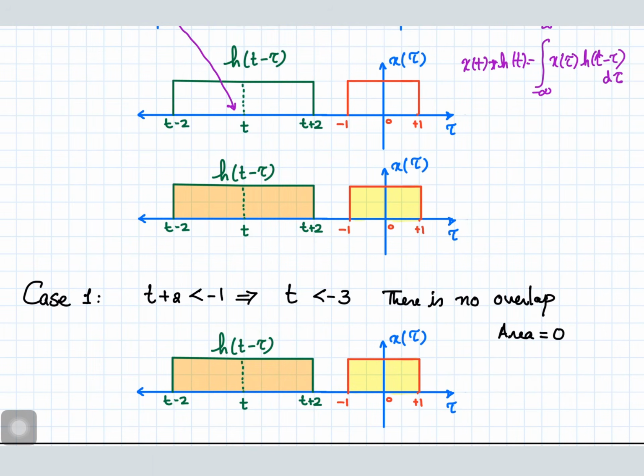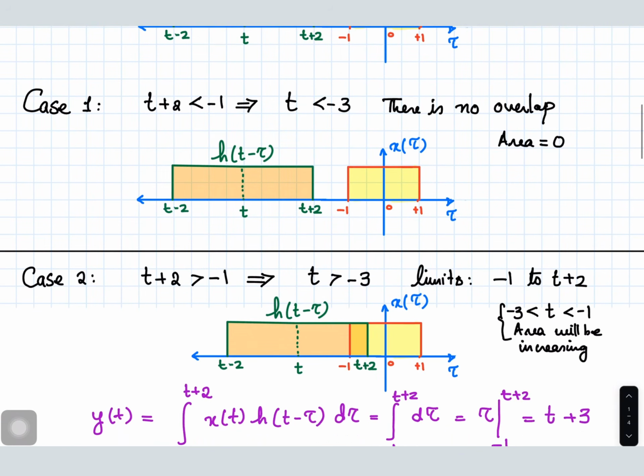Okay, so considering the first case when there is no overlap and this signal is going to move onwards, till the point this t plus 2 is less than -1, there is no overlap, so area under the product of x of tau and h of t minus tau is 0, right? Now this we are going to call the case 1 when there is no overlap.